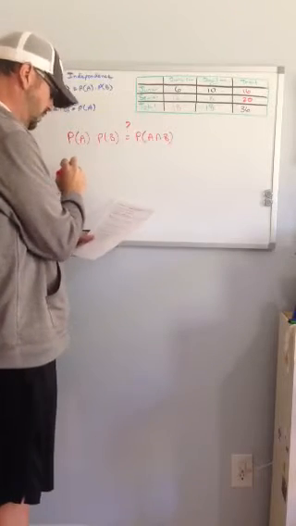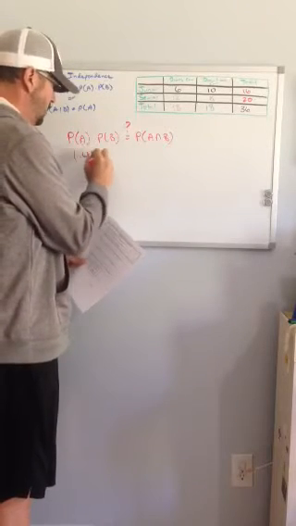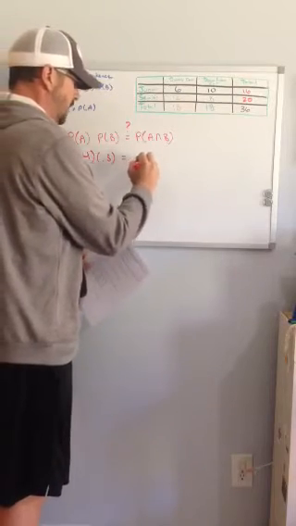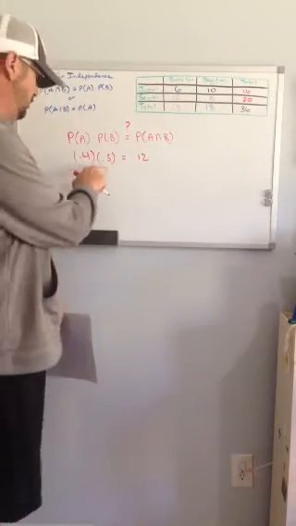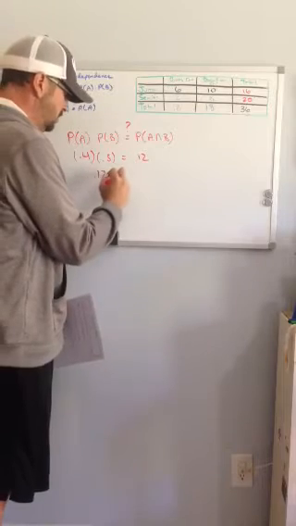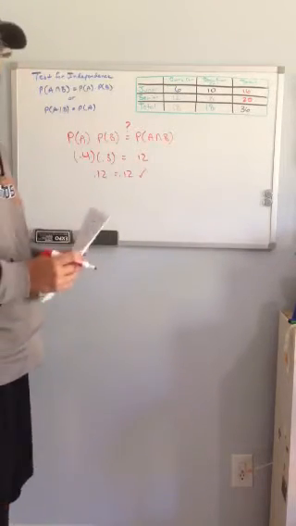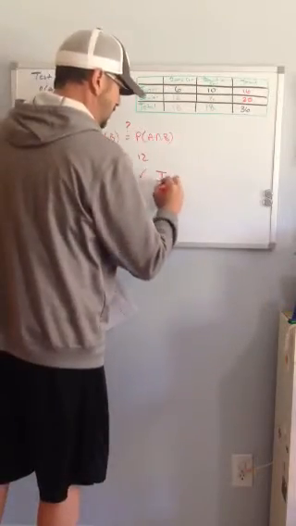So we got a situation where A is 0.4, B is 0.3, and our A and B is 0.12. If we multiply these two together, we do see that 0.12 does equal 0.12. These two events are independent.